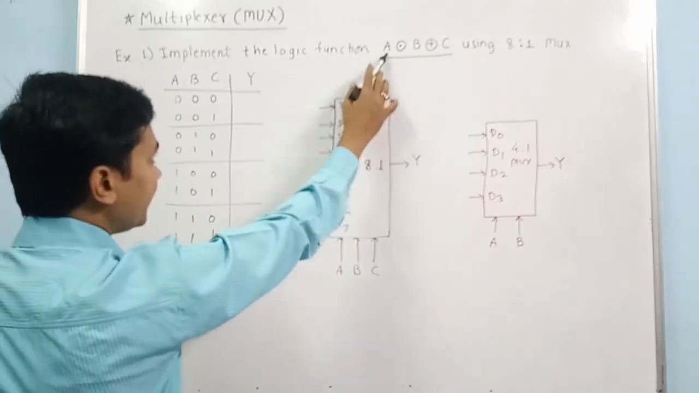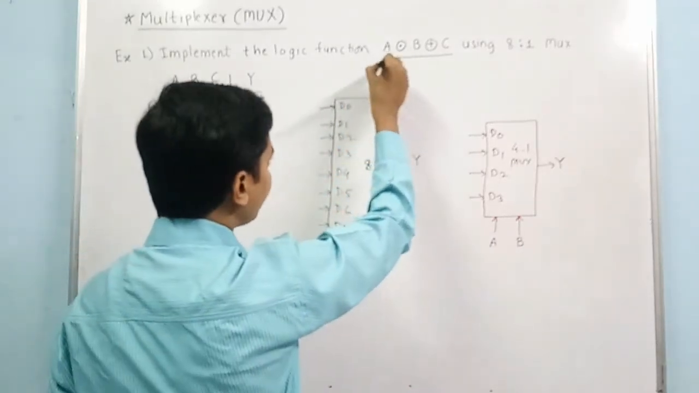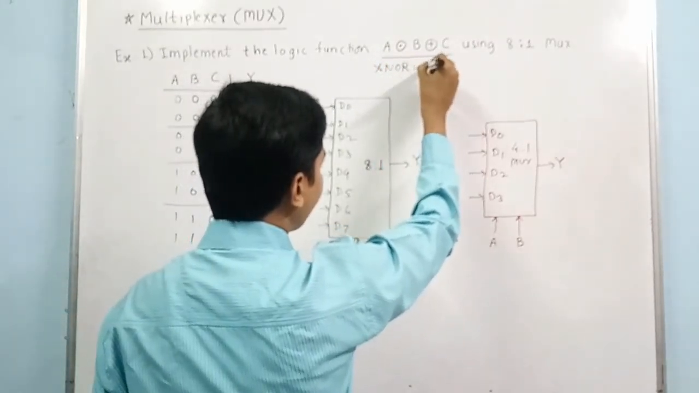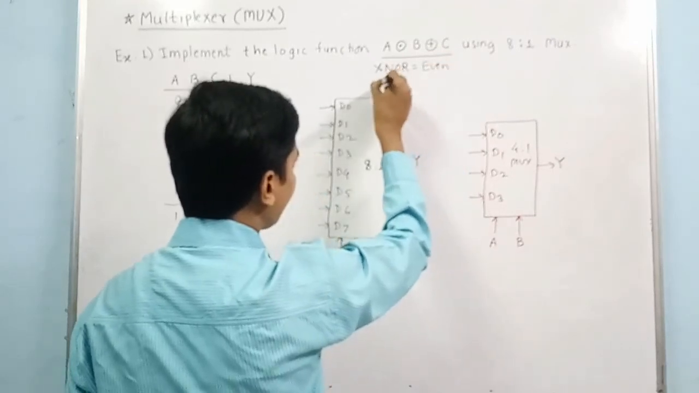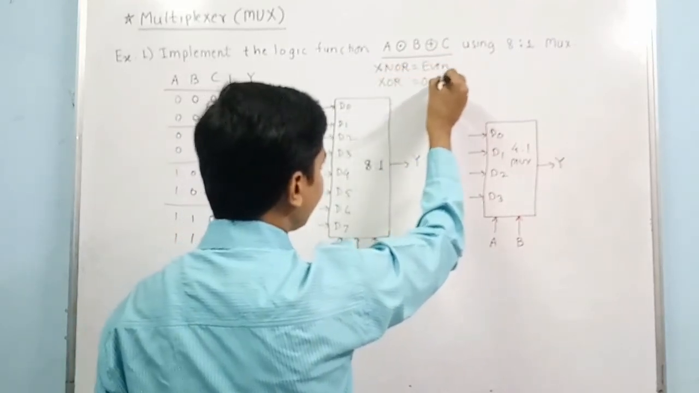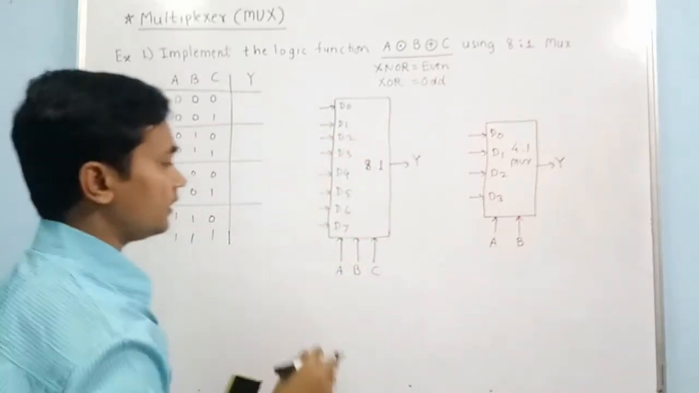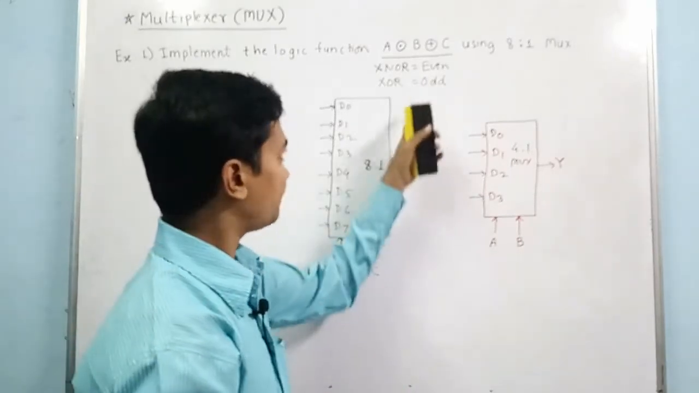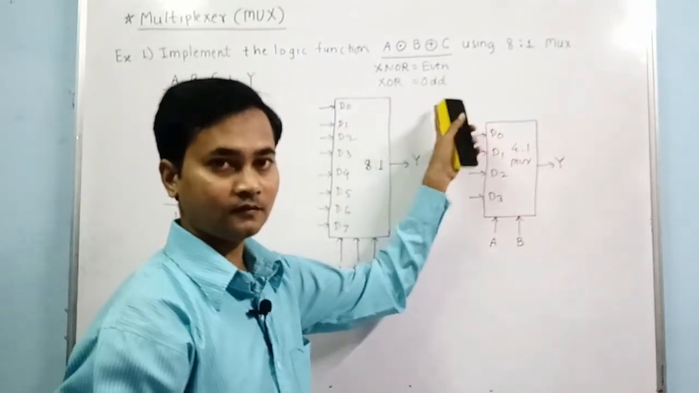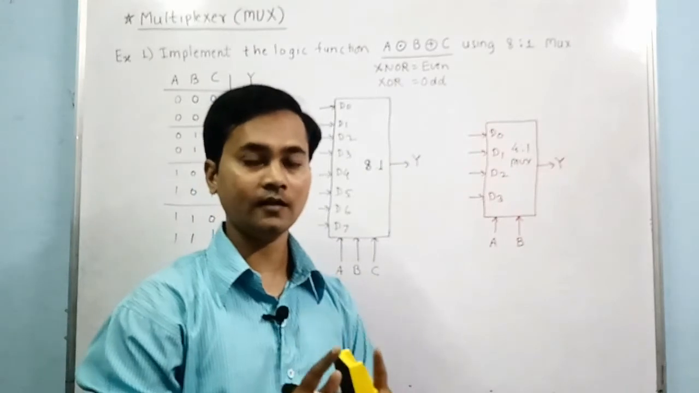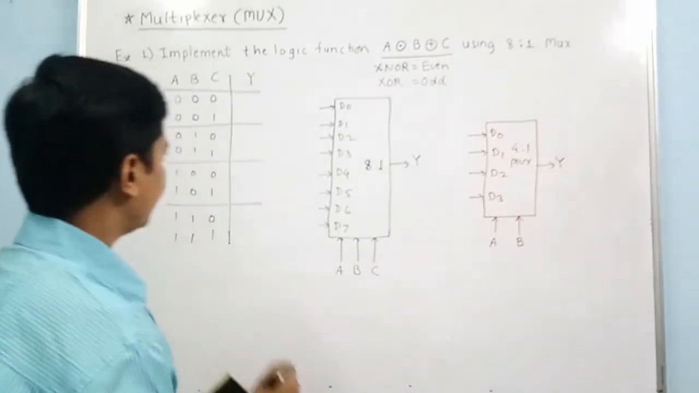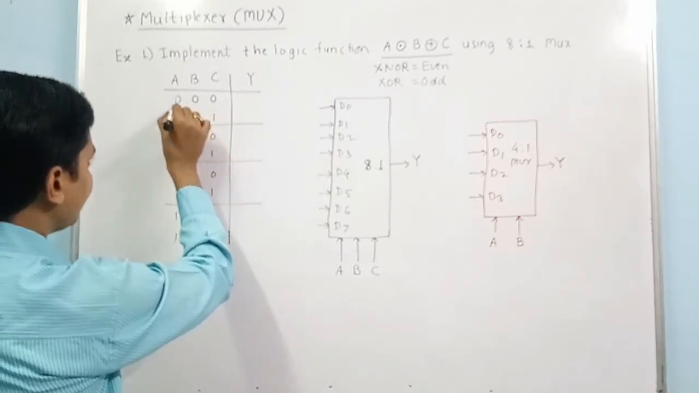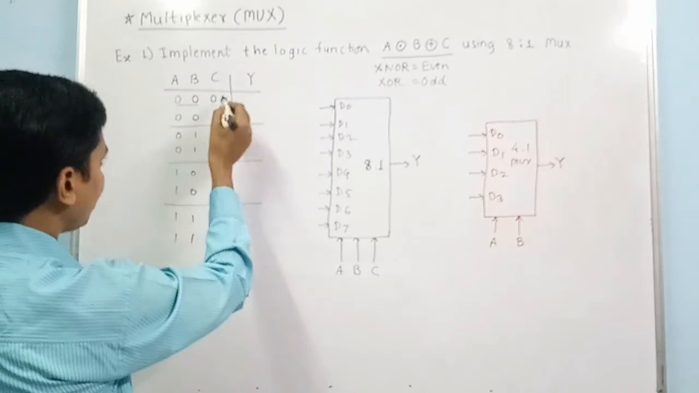So here A XNOR B. Here XNOR is what? Even parity generator and XOR is odd parity generator. Okay, so even parity means if the number of ones are even, then output will be 1, and if the number of ones are odd, XOR means if the number of ones are odd, then output will be 1. Okay, so first of all we will make the XNORing of A and B, and then we will XOR with C.